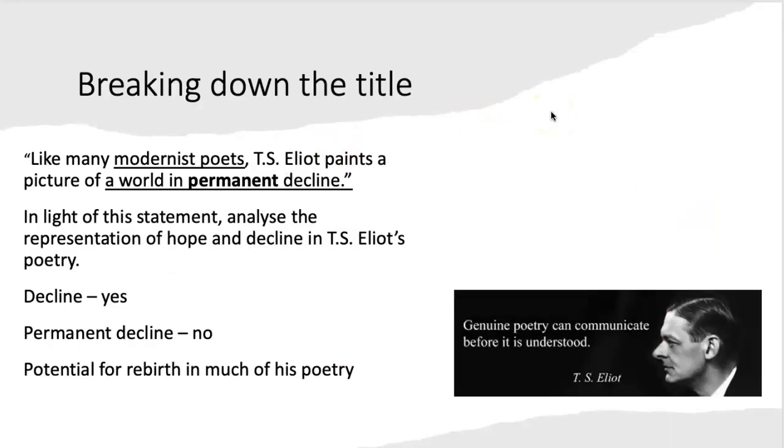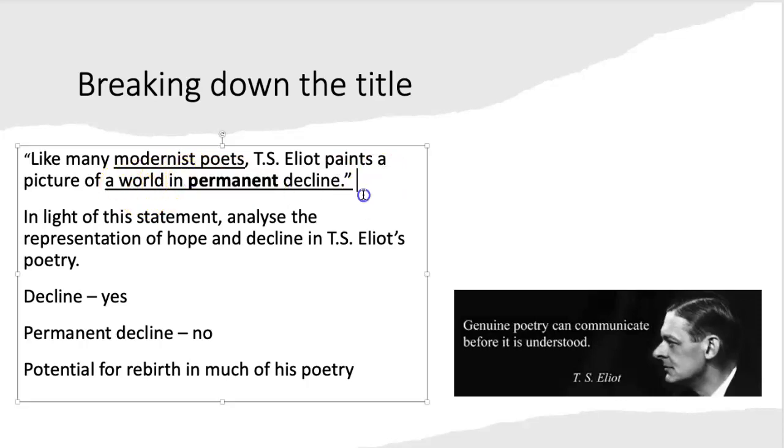Eliot. Now, I want to remind you, it's really important you're breaking down the title and the introduction, aren't you? So if we have a look at this question here, like many modernist writers, T.S. Eliot paints a picture of a world in permanent decline. You all know why we put the word permanent in there, don't you? So that it becomes an absolute statement, and that allows the hedge and the counter argument, doesn't it?